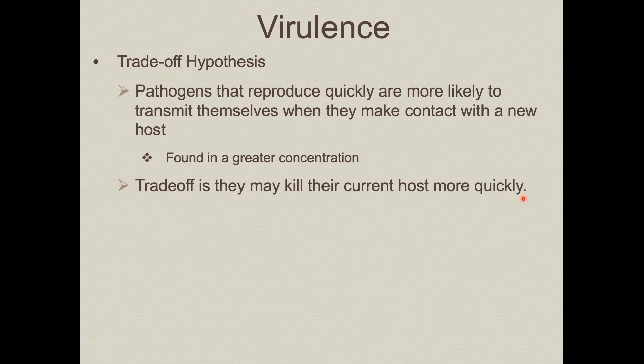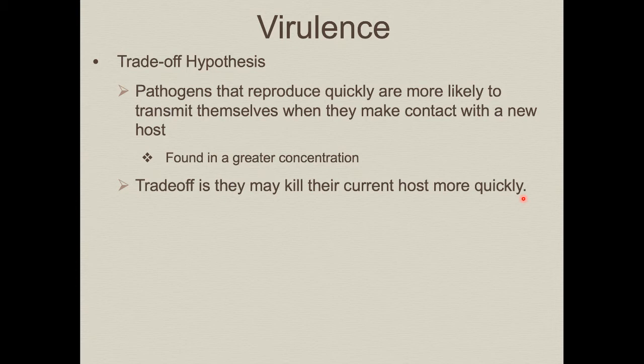Lastly, we'll talk about the trade-off hypothesis. And the idea here is that pathogens that reproduce quickly are at really high concentration in the bloodstream or the tissue of the host, and so they're more likely to transmit themselves when they make contact with a new host because of that greater concentration. But again, that typically is going to be associated with making their host sicker. So they may kill their current host more quickly. So in many regards, this is very similar to the previous hypothesis, the short-sighted evolution hypothesis. But it's putting forward the proximate mechanism of why it may limit transmission to the next host.